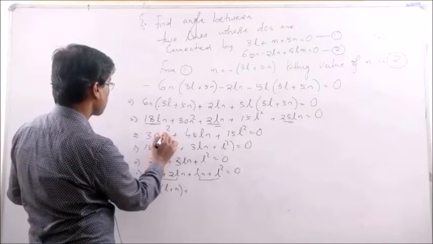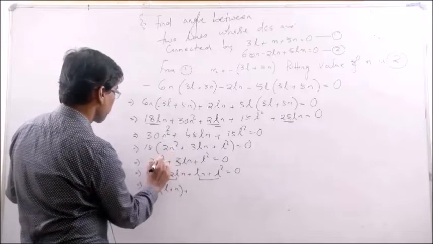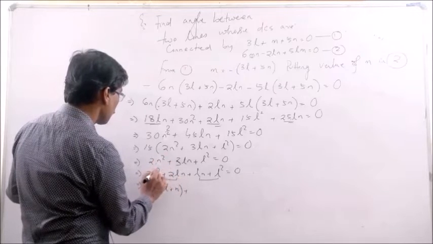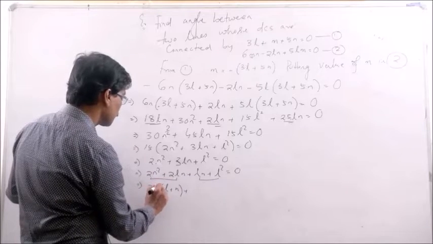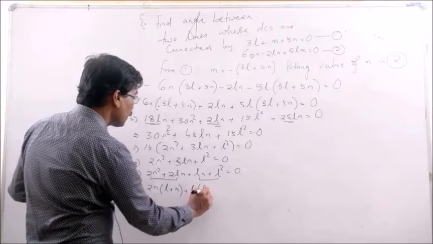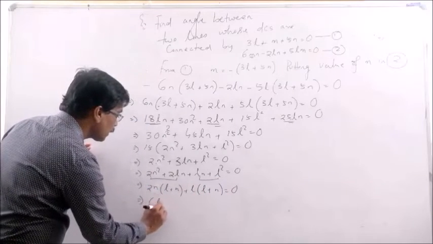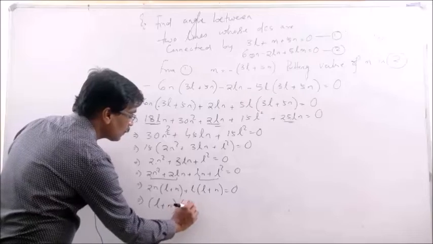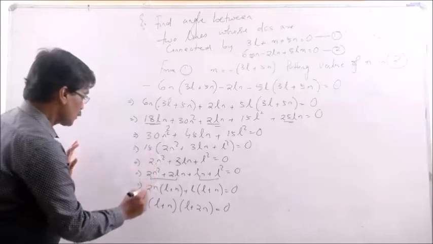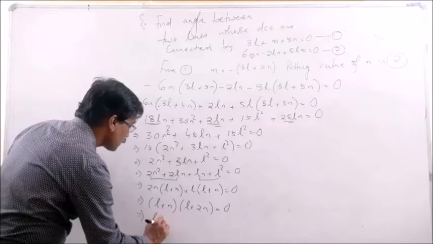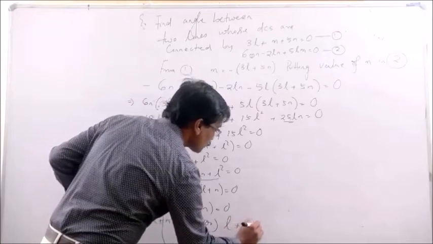2n common and l common, that is (l plus n) into (l plus 2n) is equal to 0. So either l plus n is equal to 0 or l plus 2n is equal to 0.